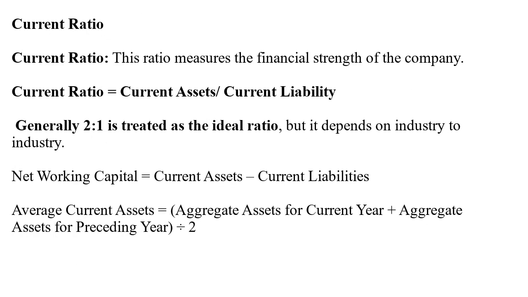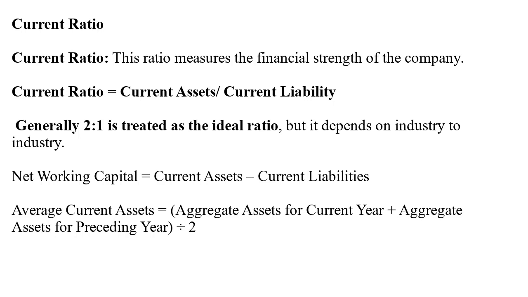Now we will see what is current ratio. Current ratio equals current assets divided by current liabilities. Current ratio, what is it? This is the ratio which measures the financial strength of the company. Generally, 2:1 is treated as the ideal ratio, but it depends on industry to industry.